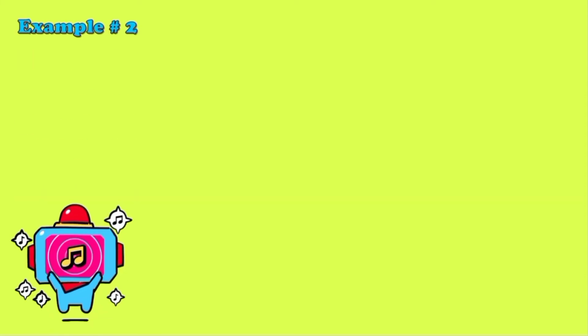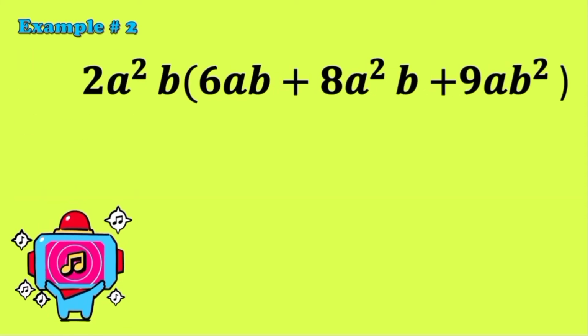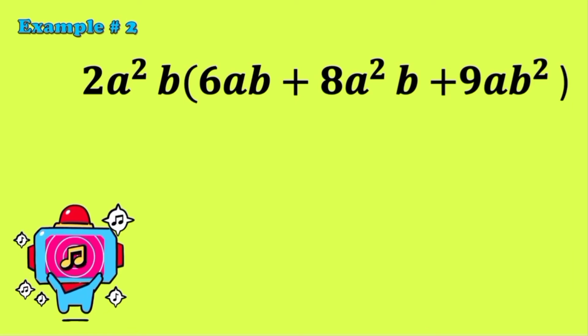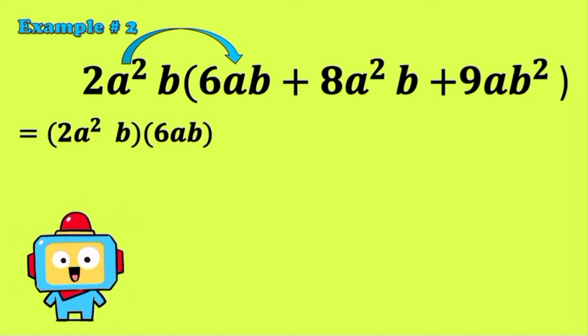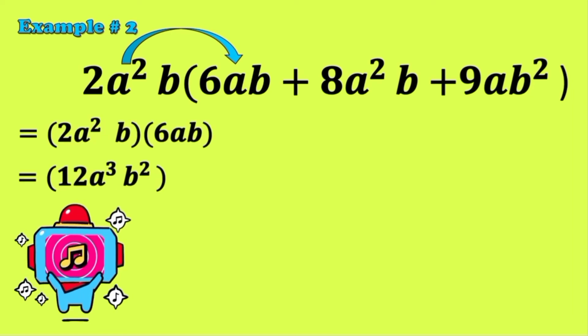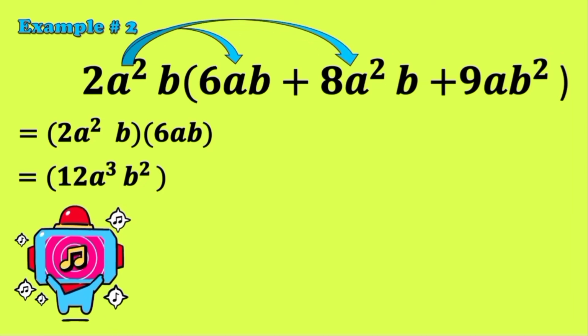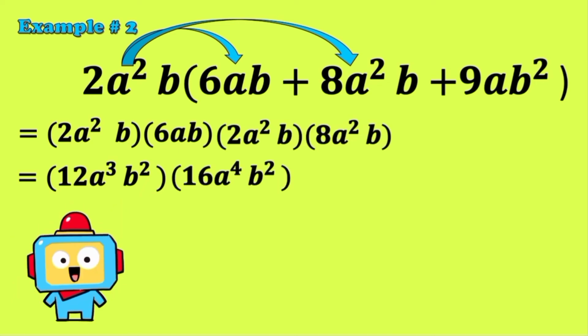Now we have example number 2. 2a squared b multiplied by 6ab plus 8a squared b plus 9ab squared. Let's multiply the first term. 2a squared b multiplied by 6ab. We have 12a cubed b squared. Now let's multiply the second term. 2a squared b multiplied by 8a squared b, that is 16a to the 4th b squared.